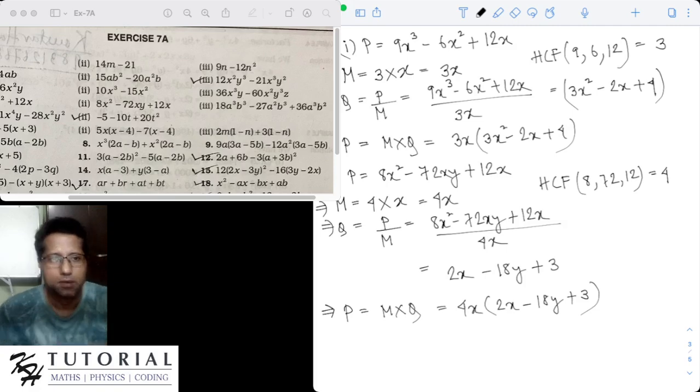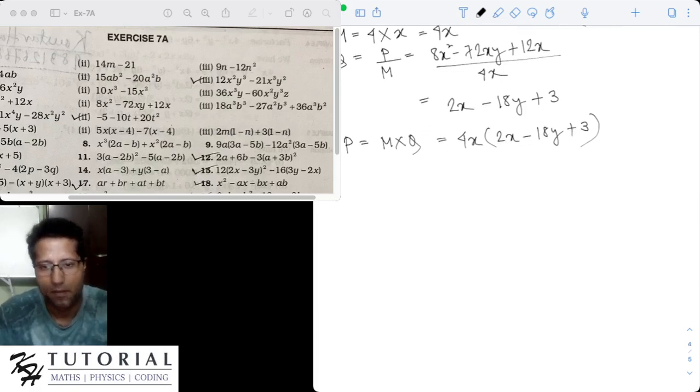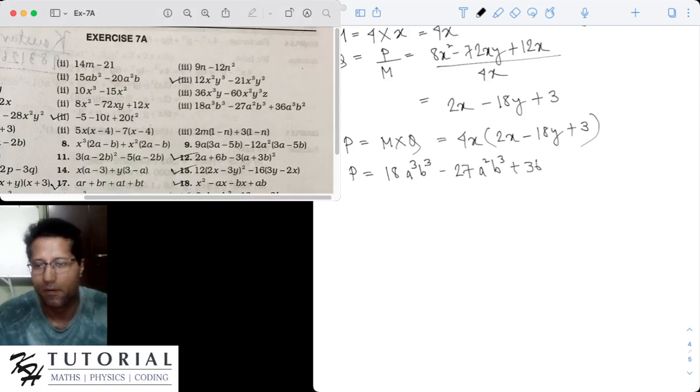Okay, let's do part number 3. Part 3, the given polynomial is 18a cube b cube minus 27a square b cube plus 36a cube b square.